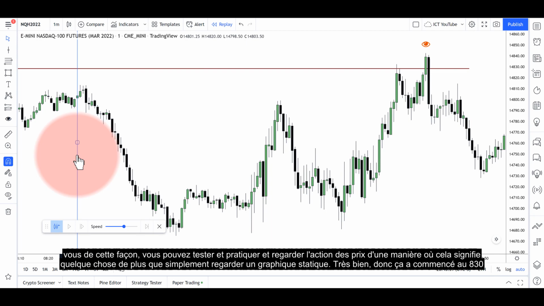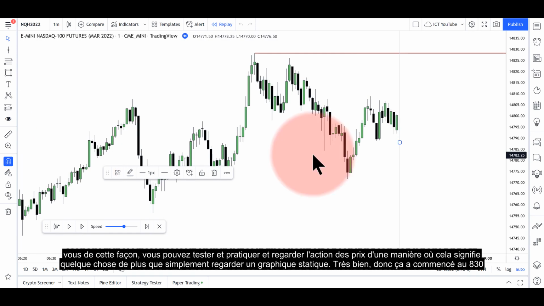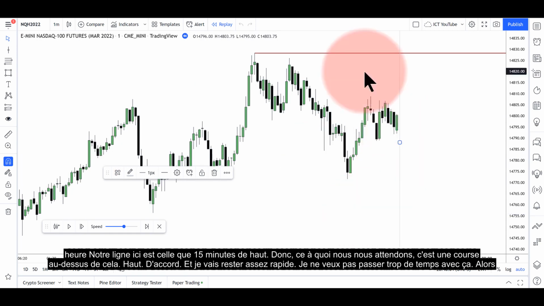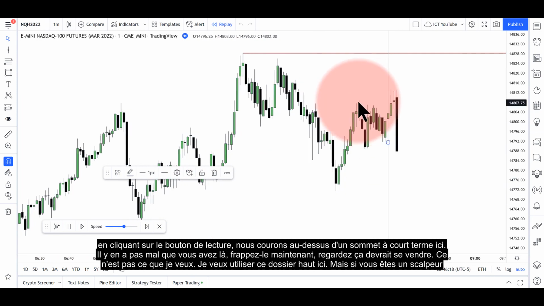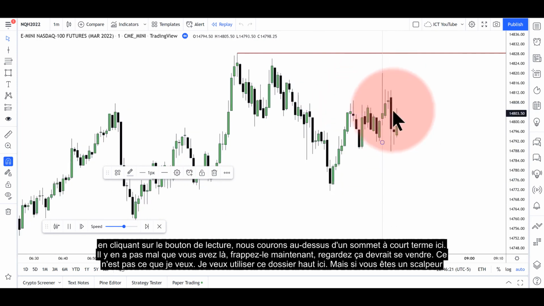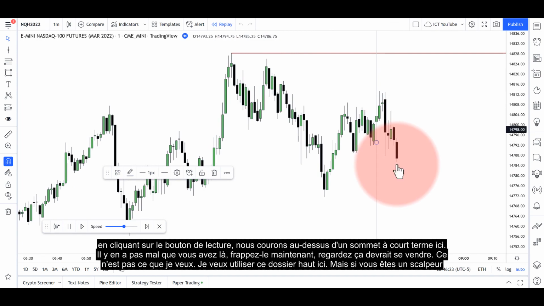All right, so it started at the 8:30 hour. Our line here is at that 15-minute high. So what we're expecting is a run above that high, okay? I'll keep it kind of quick. I don't want to spend too much time with this. So, clicking the play button. We're running above a short-term high right here. There's a fair value gap right there. Hit that. Now watch, it should sell off.